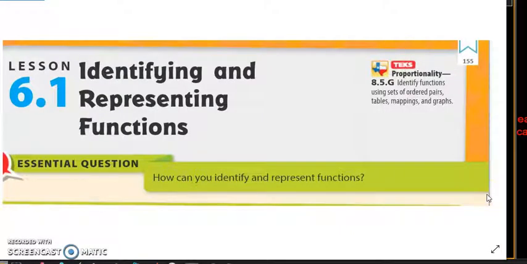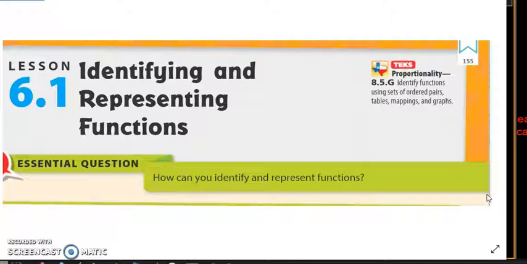Hello, everybody. Today we're going to be talking a little bit more about proportionality, and we will be talking about identifying and representing functions. The text that we'll be dealing with in this part of our unit is 8.5G, which has to do with identifying functions using sets of ordered pairs, tables, mappings, and graphs.